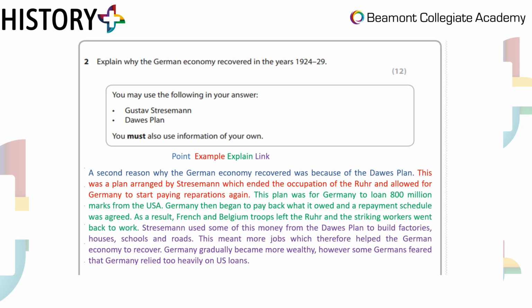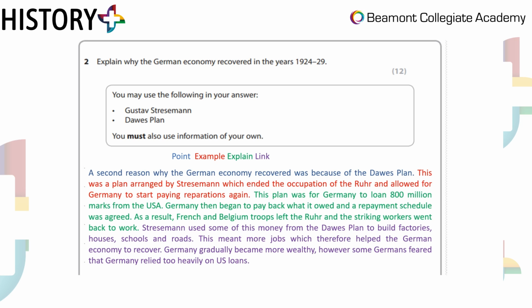Okay, so now we're getting into the higher marks where we're going to explain it and link it to the question. This plan was for Germany to loan 800 million marks from the USA. Germany then began to pay back what it owed and a repayment schedule was agreed. As a result, French and Belgian troops left the Ruhr and the striking workers went back to work. It's always useful to use phrases such as a result.